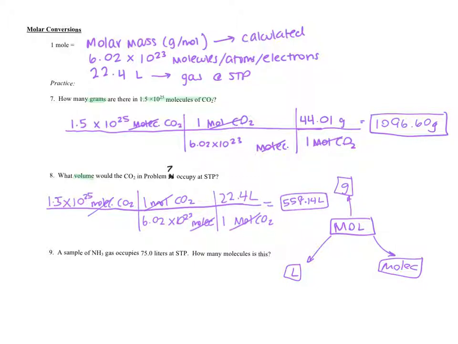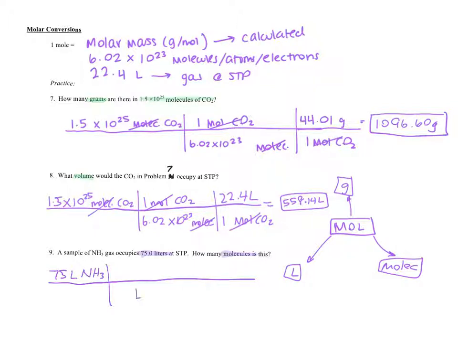Okay, and the last problem here says a sample of NH3 occupies 75 liters. How many molecules is this? So again, the nice thing is it's the same thing every time. You always start with what you're given. In this case, it is 75 liters of NH3. You're going to go from liters to molecules. You have to go through moles.